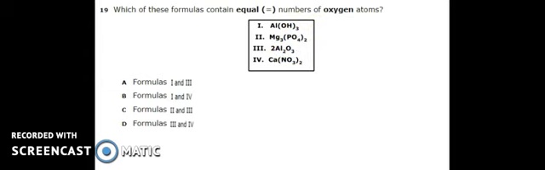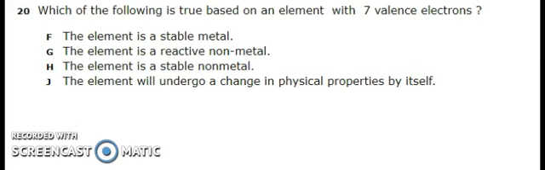Number 20. Which of the following is true based on an element with 7 valence electrons? A, the element is a stable metal. B, the element is a reactive nonmetal. H, the element is a stable nonmetal. Or J, the element will undergo a change in physical properties by itself.